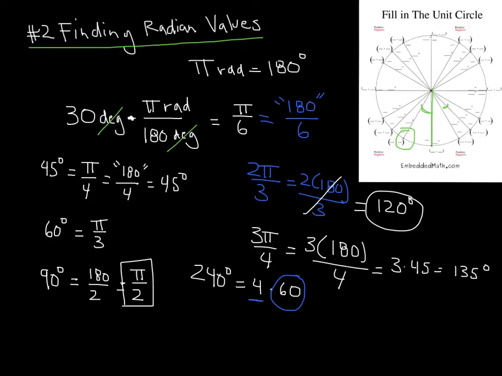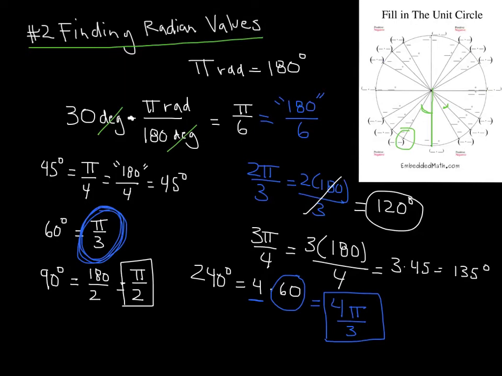Okay, so if I already know that 60 is what? Pi over 3. Okay, I'm circling that. Then what is 240? Oh, that's just 4 pi over 3. What did you do? I just put a 4 in front of it. That's it. 4 pi over 3. All right, let's do another one.